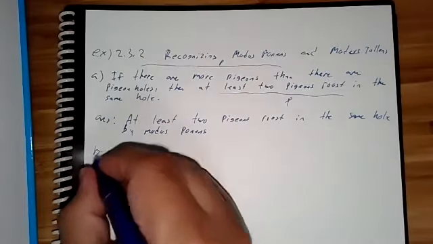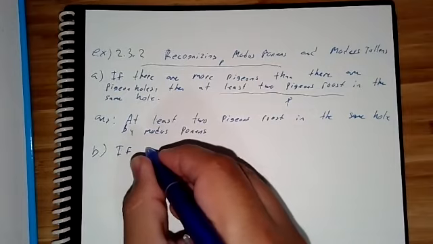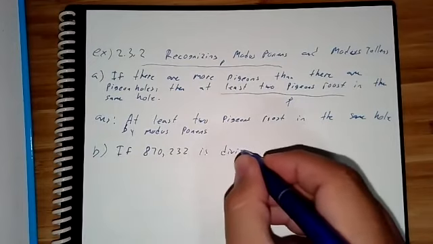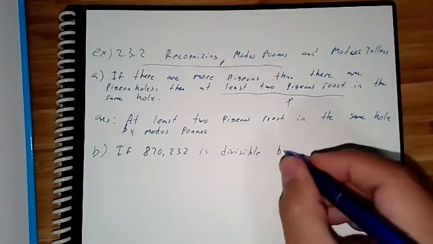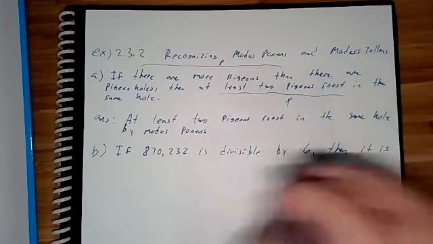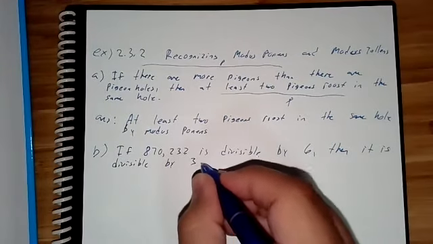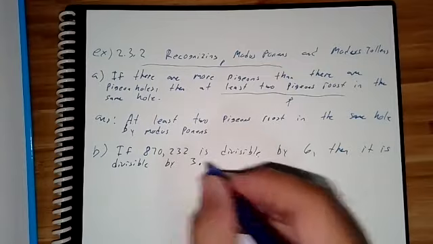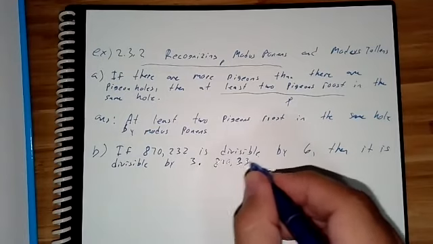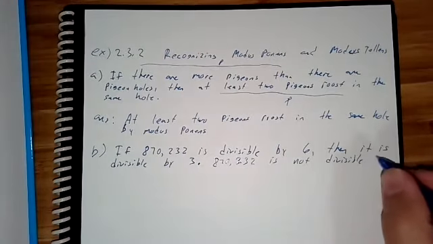Okay. Now let's do part B. If 870,232 is divisible by 6, then it is divisible by 3. 870,232 is not divisible by 3.